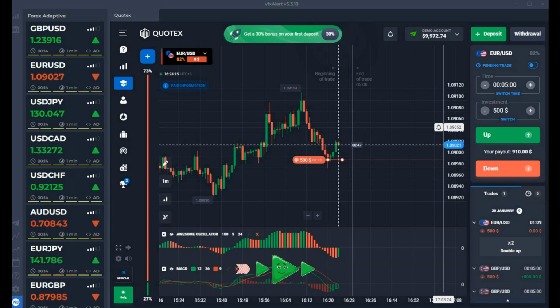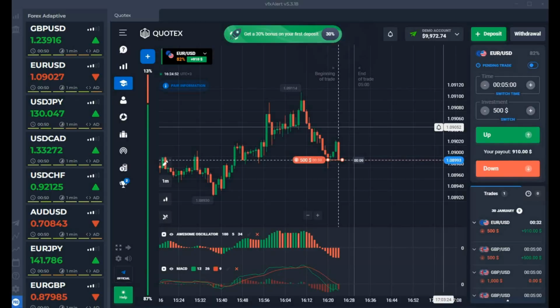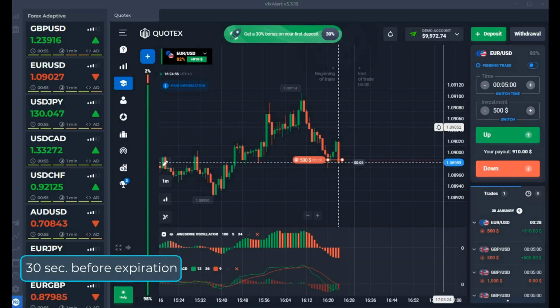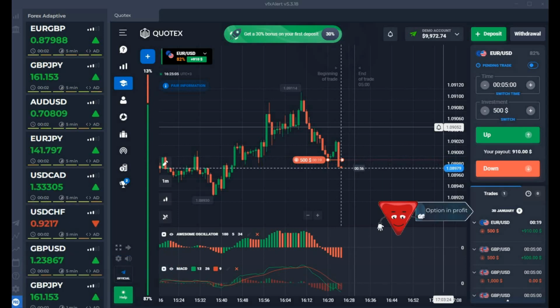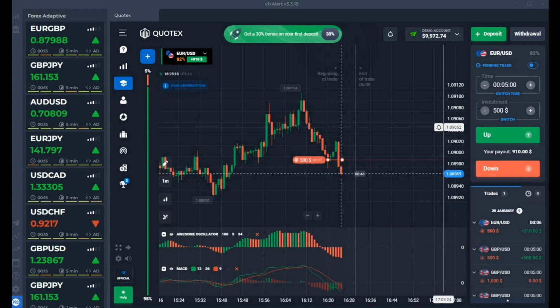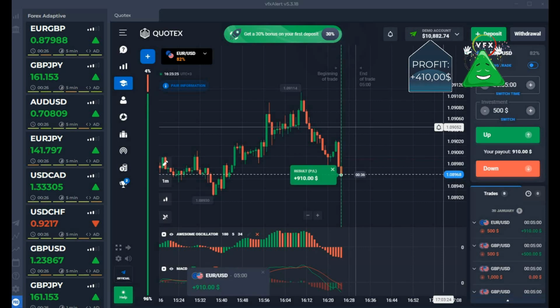The option is still at loss. Indicators continue to show downtrend. 30 seconds to expiration. The downtrend starts. The signal was correct. The option is in profit, waiting for expiration. The first option is closed with a profit. We are waiting for the next signal.